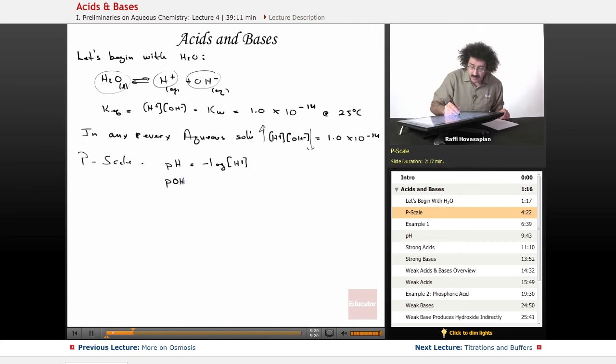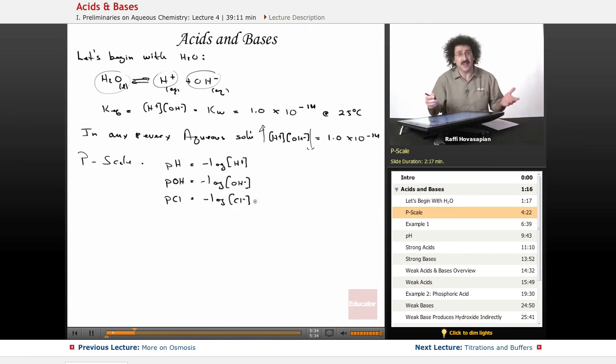We also speak of a pOH. That's the negative log of the hydroxide ion concentration. You can also talk about, let's say, pCl. That's equal to the negative log of the chloride concentration. It could be p anything, so p-scale. But most of the time, we talk about pH. We pick one thing to discuss as our standard in a particular aqueous solution. We've chosen the hydrogen ion concentration as the standard against which other things are measured.